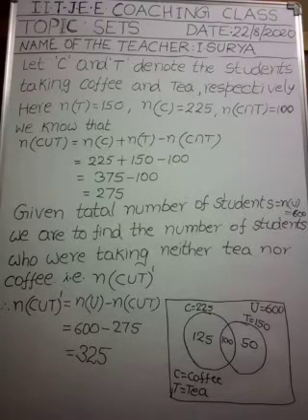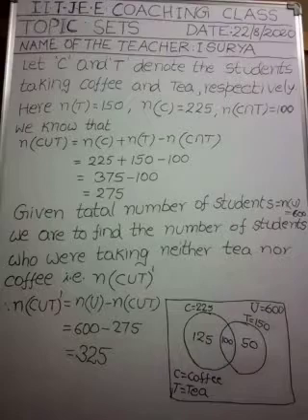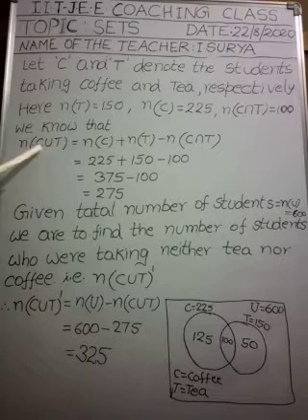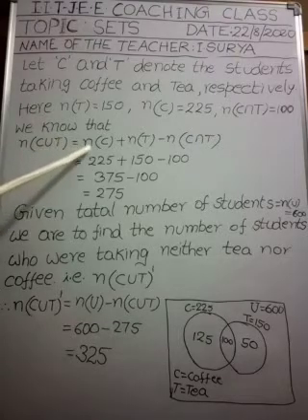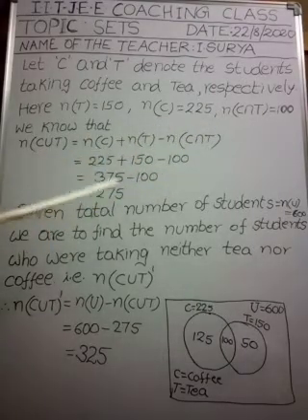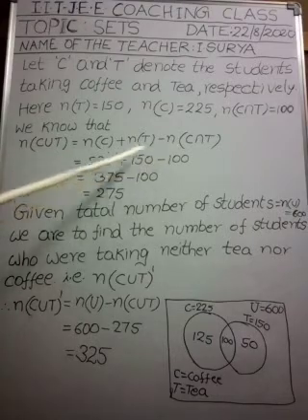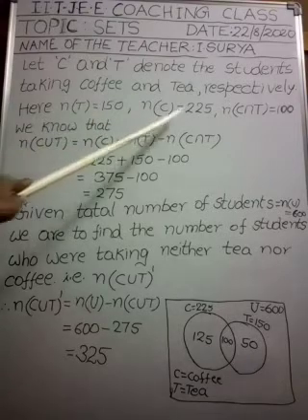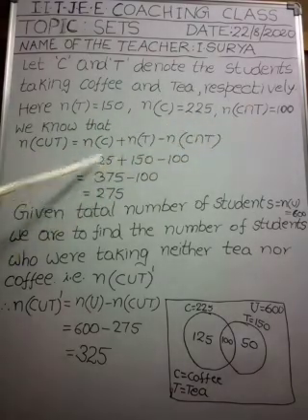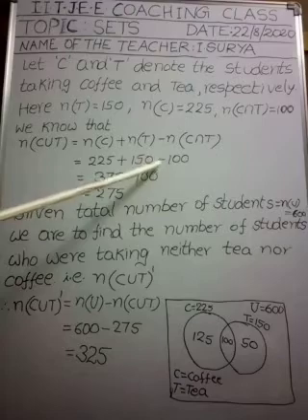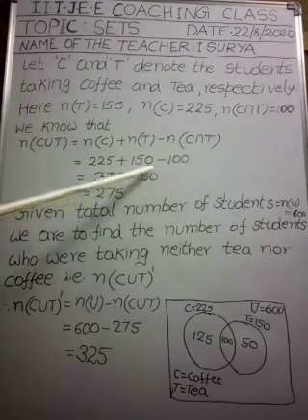In the place of A, we are taking C, and in the place of B, we are taking T. Therefore, n of C union T is equal to n of C plus n of T minus n of C intersection T. Substituting the values, n of C means 225, n of T is 150, minus n of C intersection T, 100. Understood this step, my children?